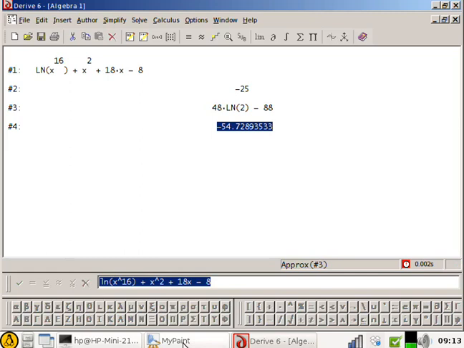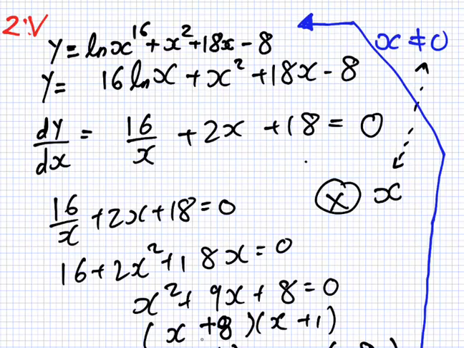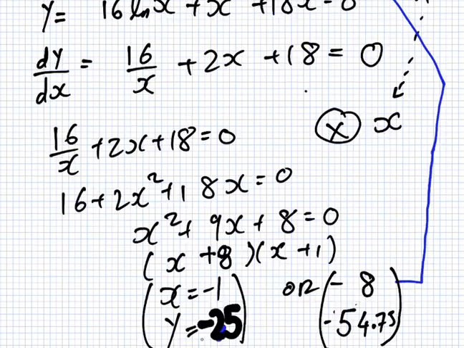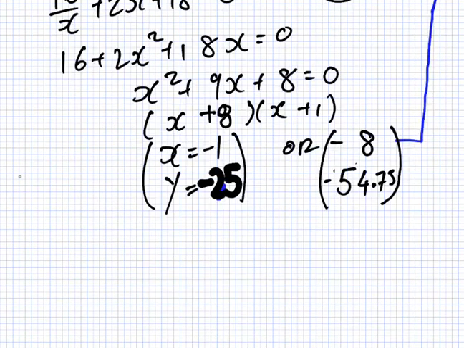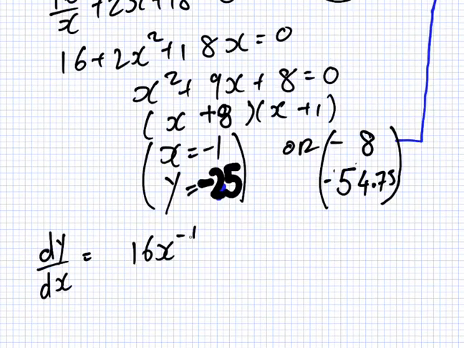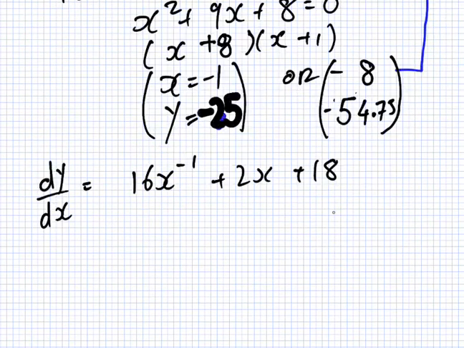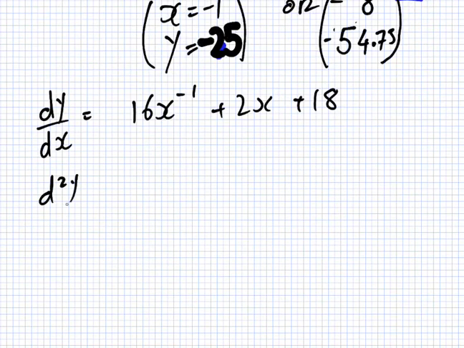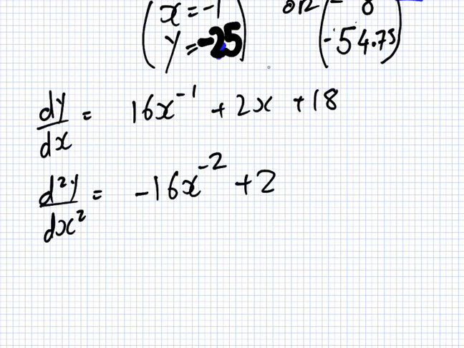Okay, so I don't think that's finished because now I need to know which one's the max and which one's the min. So I need to get the derivative again, the second derivative. So here, the first derivative was 16x to the power minus 1 plus 2x plus 18. And then the second derivative is minus 16x to the minus 2 plus 2. So I have to put in now minus 1.